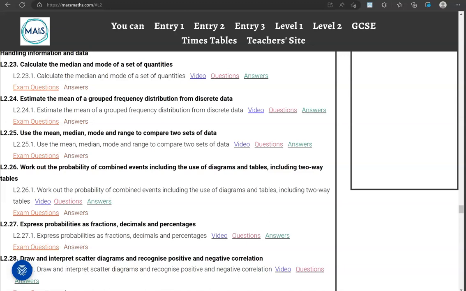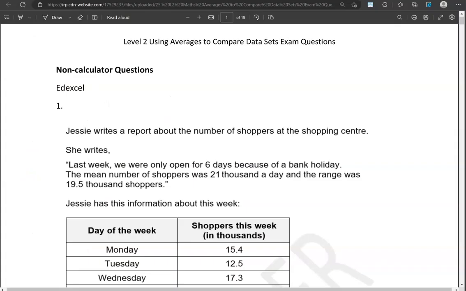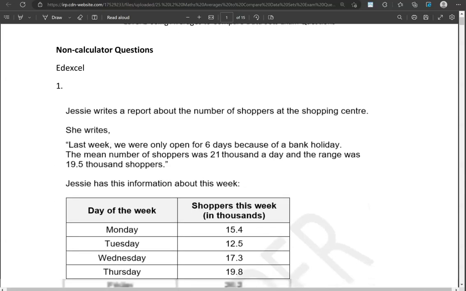In this video, we'll go through example questions that cover the criteria, use the mean, median, mode and range to compare two sets of data. You can locate the questions on the mathsmath.com website under level 2. The questions come from different examples. We'll start with the non-calculated questions and then we'll move to the calculated questions. Here is the first one.